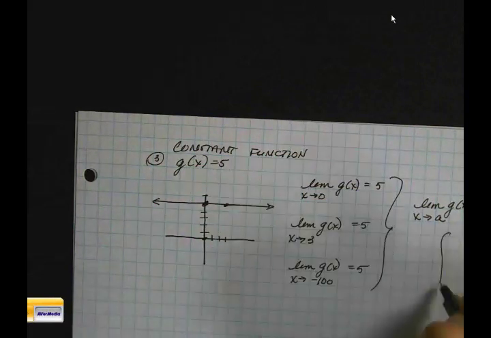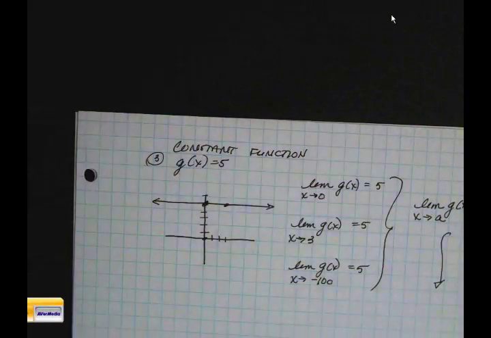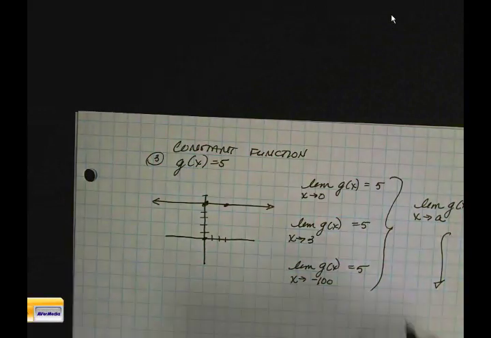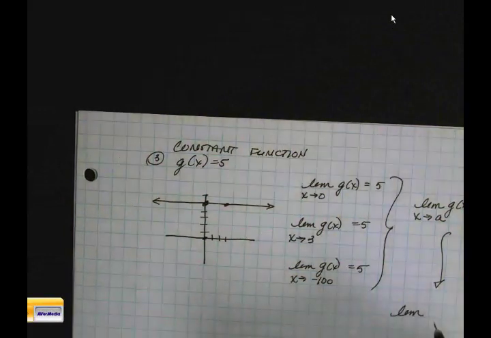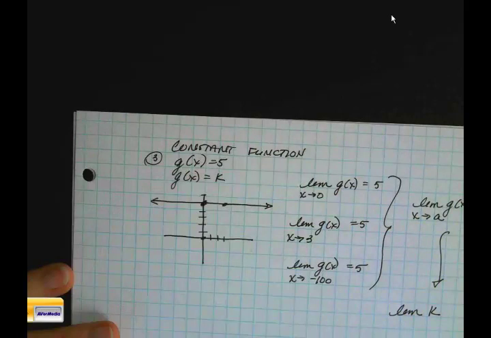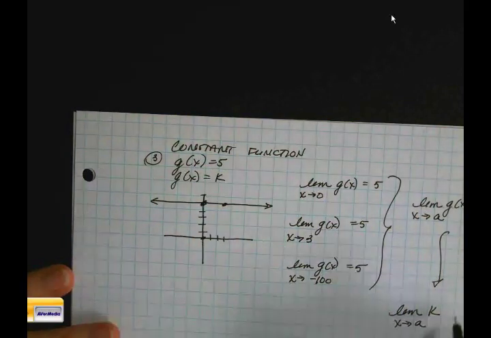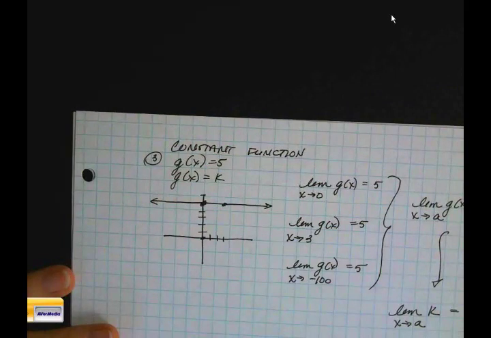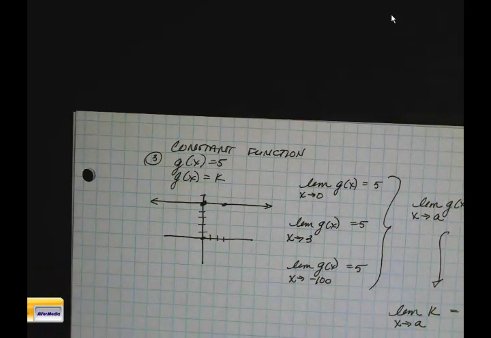Now, see if this makes sense. Suppose it didn't equal 5, if it equaled 10 or 2 or something, it's still going to be a horizontal line. So suppose they say the limit of not g of x, but the limit of k, which would be saying something like g of x equals k, right? That's the same thing. As x is approaching some x value, do you know what this would equal? k again. So if you have a constant function, the limit is just really simple. It's equal to the constant, which would be the constant height of the graph.